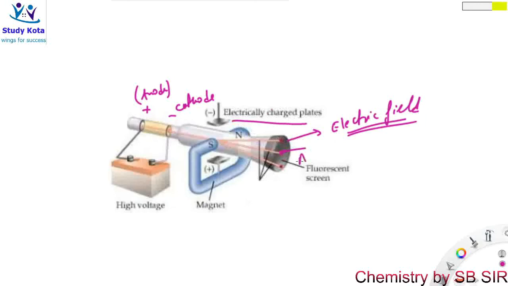Let this point be A, this point be B, and this point be C. In external electric field, due to their positive charge, they are attracted toward negative charge. They are deviated from their path and they strike on point B. When magnetic field is applied, being positive charge, they experience a force and strike at point C. If there is no electric or magnetic field, then they are going to strike on point A.